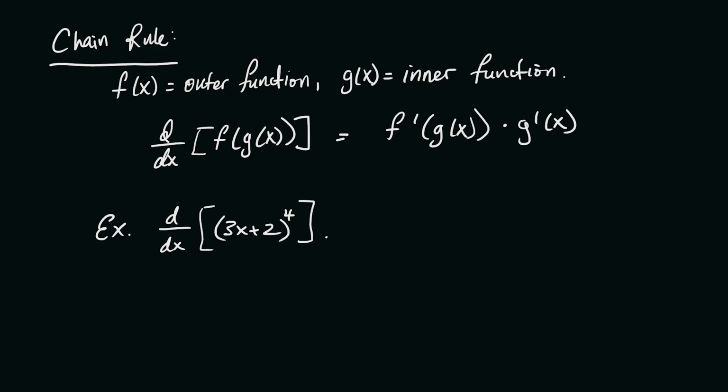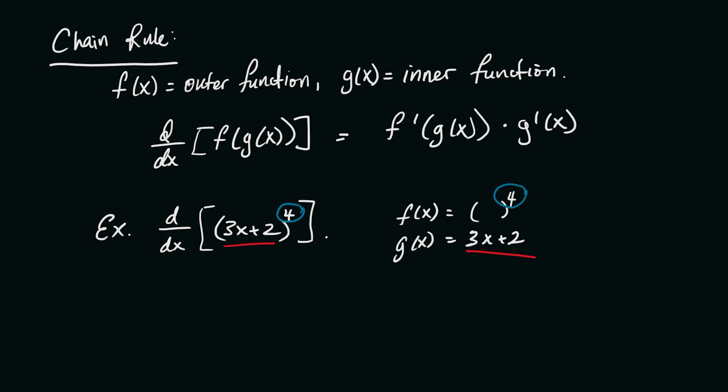Alright, so in this case, we can tell that our outer function, f of x, is just equal to the parentheses to the 4th power. And our g of x here is just equal to 3x plus 2, because that's the inside part. We have an exponent of 4 in f of x, and over here you have an exponent of 4 as well, right?